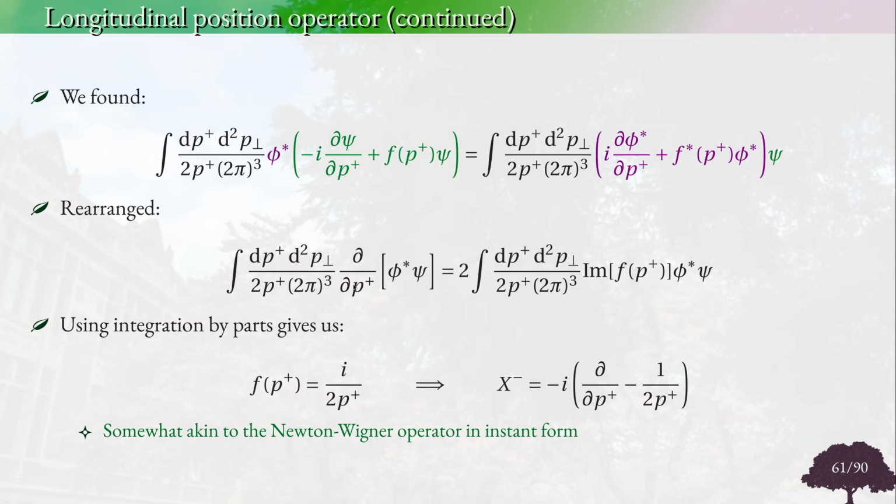So using integration by parts, you get a minus sign, you act on the 1 over p plus, it becomes minus times a minus, you get a plus, 1 over p plus squared. So you get an extra 1 over p plus. So basically, your f of p is i over 2p plus, and for x minus, you get this. You have to subtract off something proportional to 1 over 2p plus. This is somewhat akin to the Newton-Wigner position operator if you're doing instant form relativistic quantum mechanics, where your position operators would have to get an extra term added to them in the momentum representation.